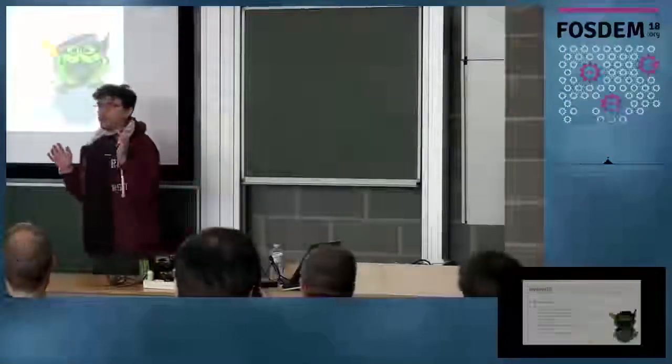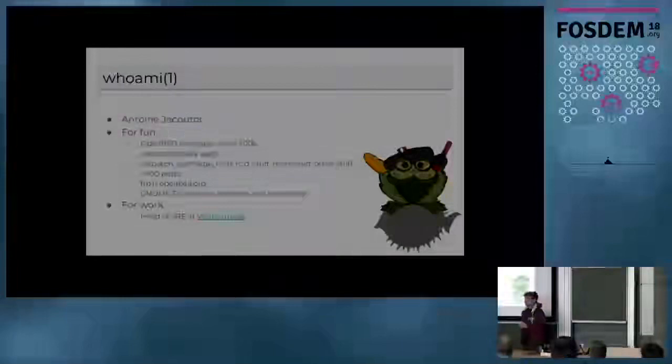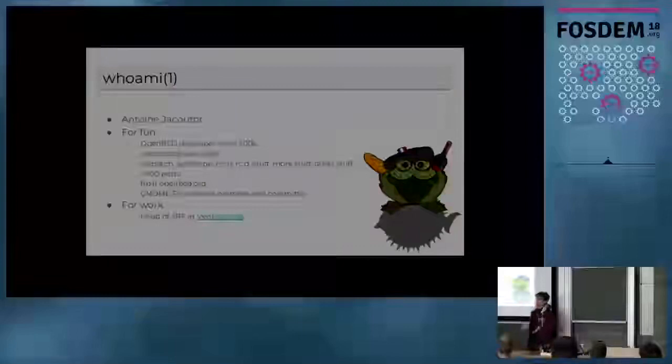So quickly, who am I? My name is Antoine. I'm known as AJ Couto or AJA at openbsd.org. I'm also part of the GNOME Foundation, and I mostly work on anything that helps me put OpenBSD into production. And for work, I'm head of SRE at Vente Privée.